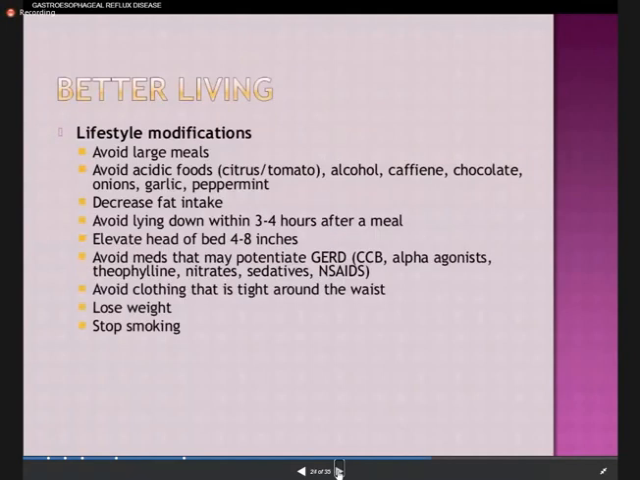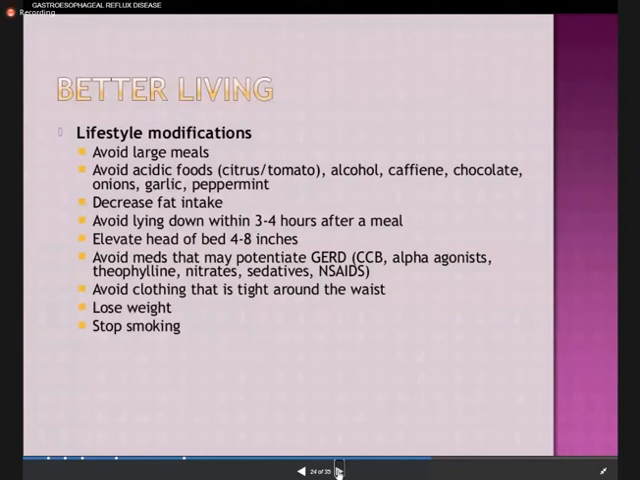First and foremost is lifestyle modification. This is the cornerstone of therapy. Avoid large meals. Avoid acidic foods, which are citrus. Citrus contains acetic acid. Alcohol, caffeine, chocolate, onions, garlic, and peppermint. These foods have been shown to increase the frequency of GERD.